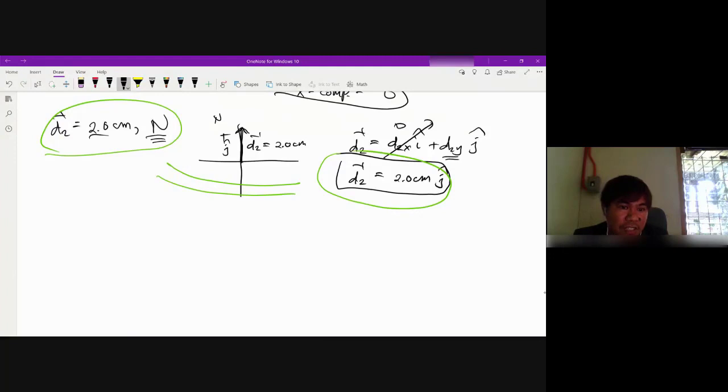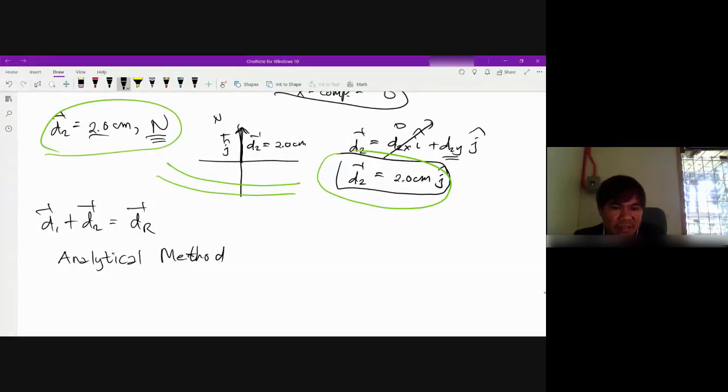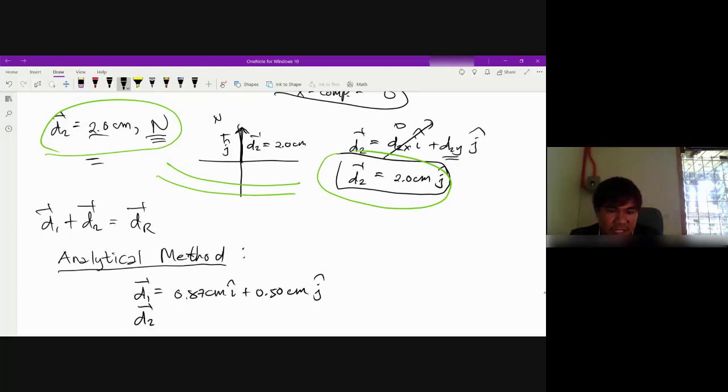Earlier we added D1 plus D2 using the graphical method, which we graphed. Now, what if we solve it analytically, using the component method? So D1, you can write it now. Your D1 earlier was 0.87 cm i hat plus 0.50 cm j hat.